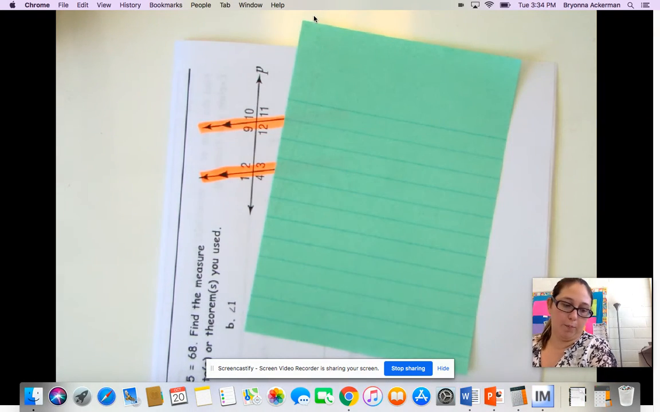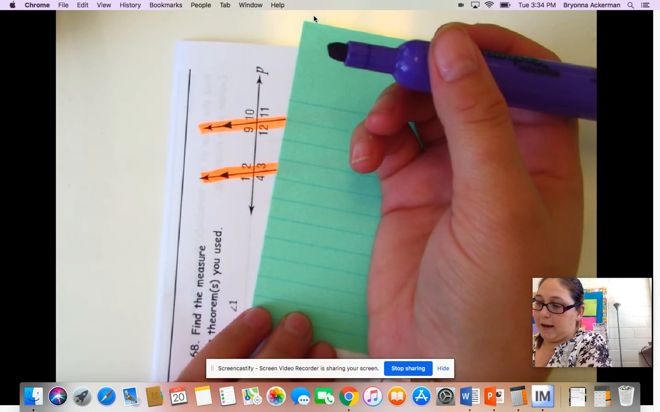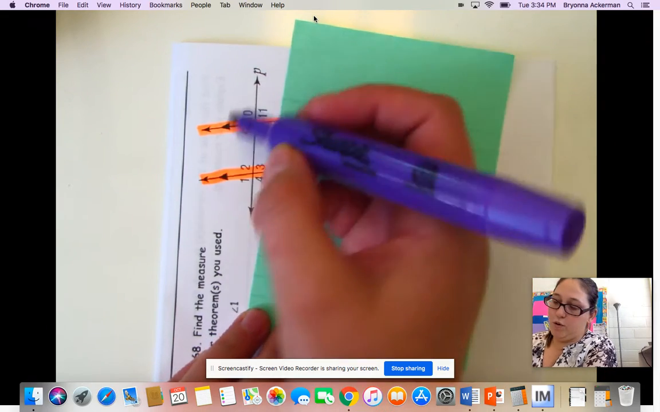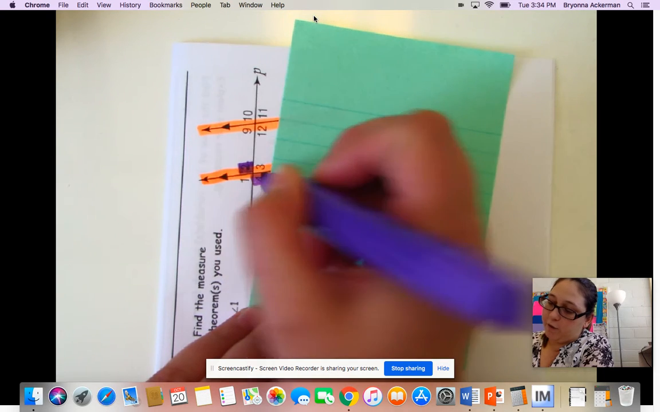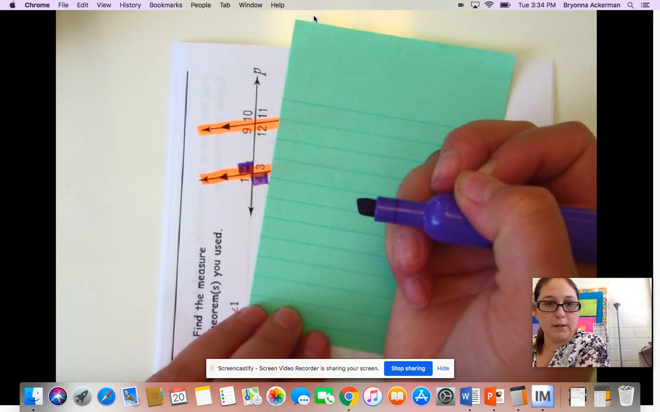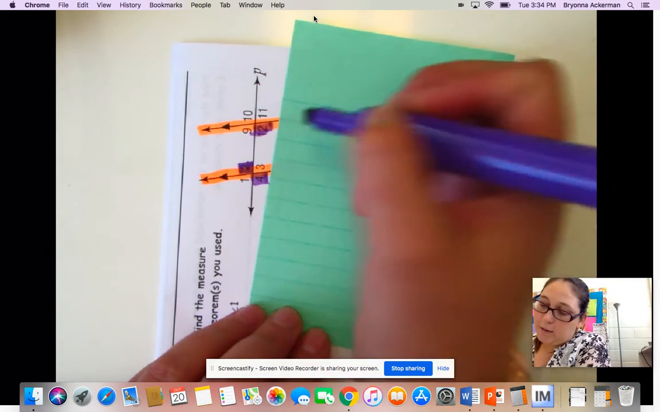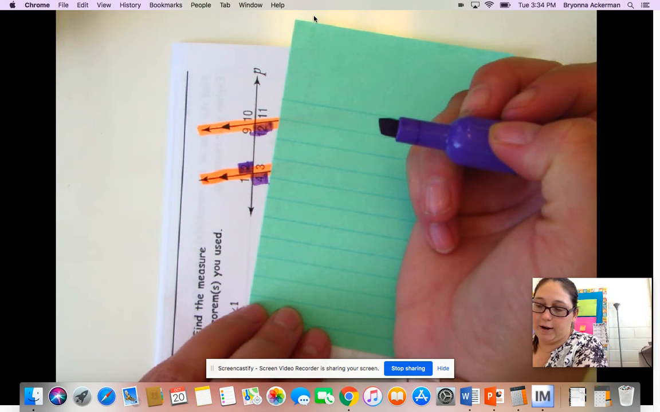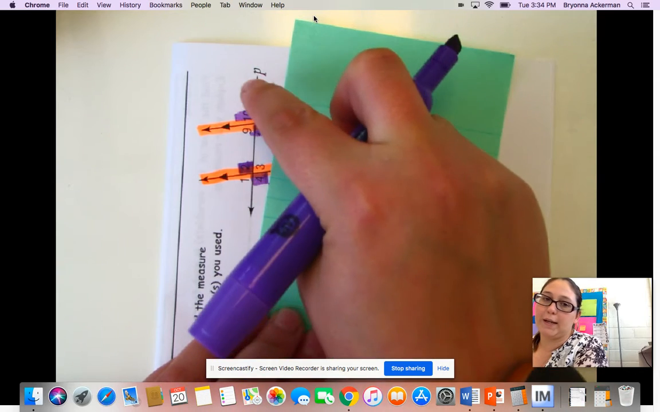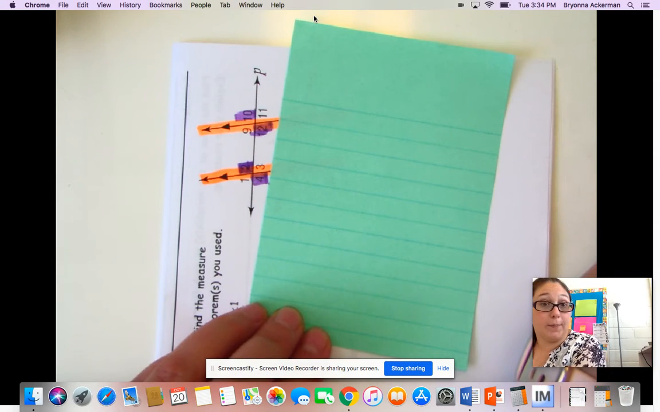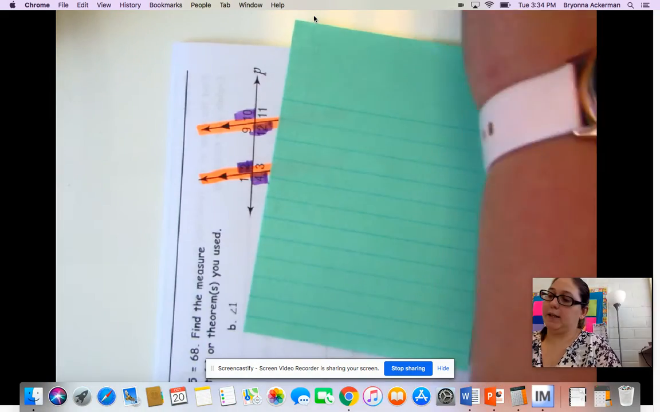And so if I use the color purple, okay, I can say that angle 2 is congruent to 4 because those are vertical angles. I also know 2 and 12 are going to be congruent because those are alternate interior angles, and 12 and 10 because those are vertical, or 2 and 10 are corresponding angles, okay? So that's one set.